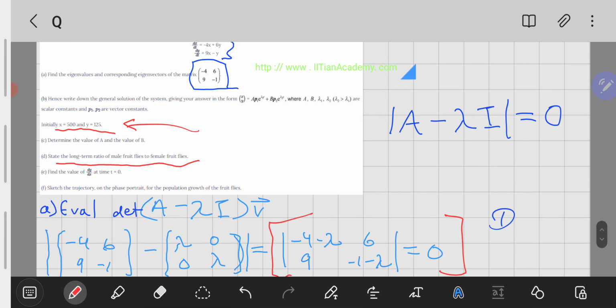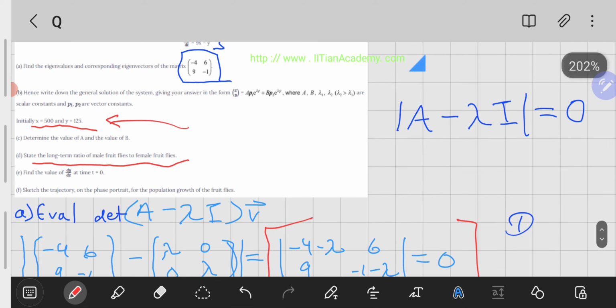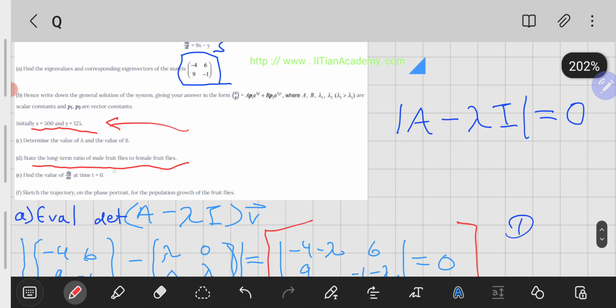And then for our final two questions, we're asked to first find the value for the rate of change at t equal to 0. And then for the next question, we're asked to sketch the trajectory of this on a phase portrait for the population growth of fruit flies.